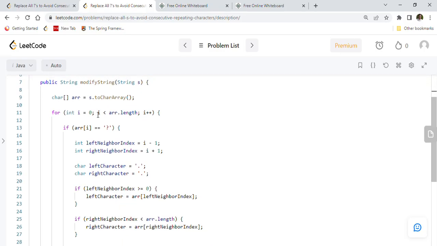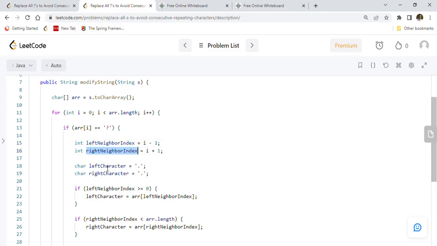So this is our main method now, modifyString. The string s is given to us and this method will return a string after modification, right? Okay, we'll first take this string s and convert it into a character array, right? You got the character array, we'll start going through the character array from left to right. So for i equal to 0, i less than array.length, i++. So we are only interested in the question mark character, right? So if array[i] is a question mark, we'll find out what is the index of the left character and what is the index of the right character. This is how you will find the left and right index, right? i minus 1 is the left index, i plus 1 is the right index.